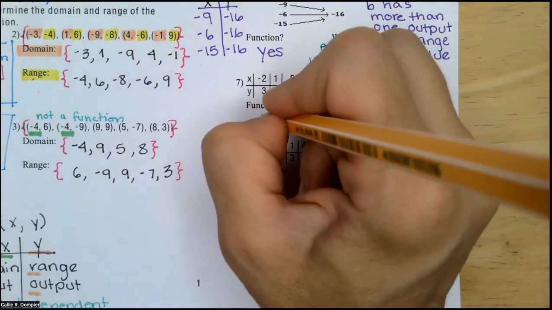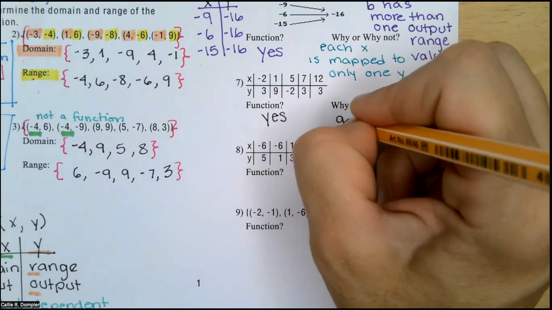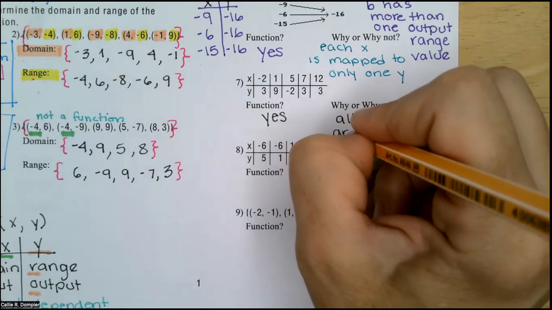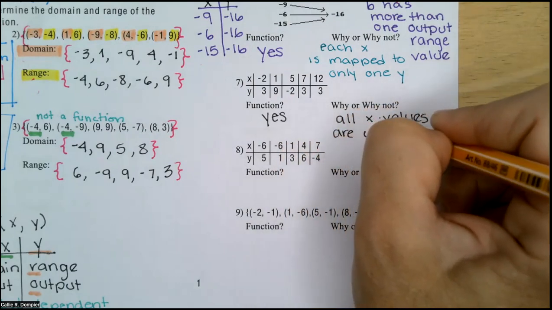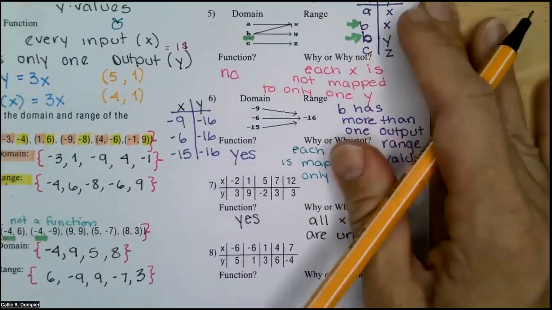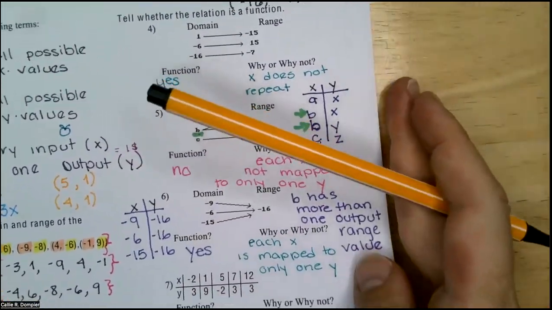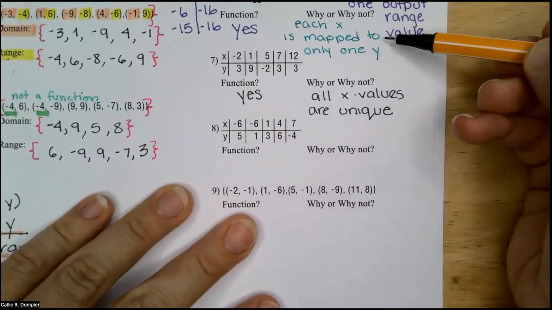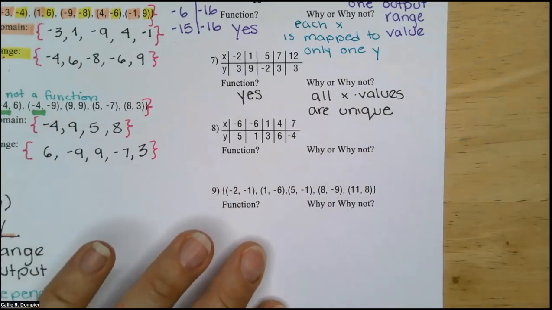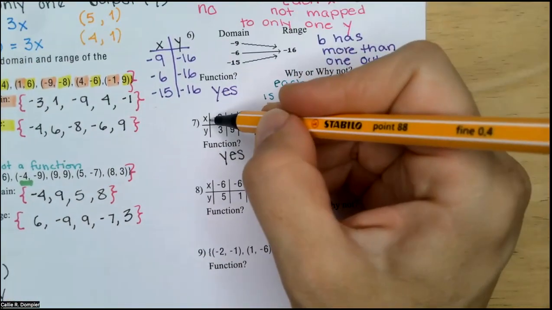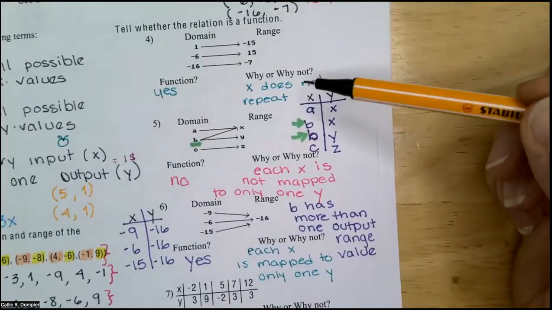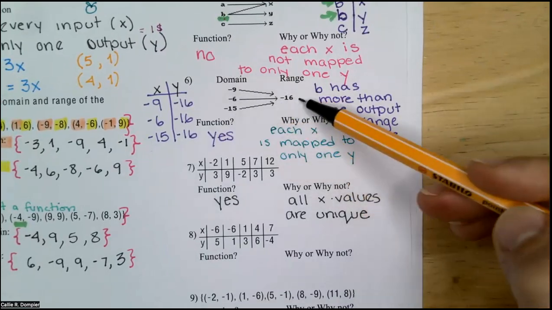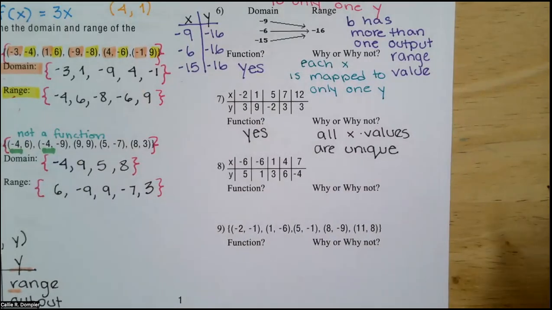Those are all unique y values. Or sorry, unique x values. All x values are unique. That is the same as saying x does not repeat. Okay? X does not repeat is the same as each x is mapped to only one y, or all x values are unique. Those are all ways to say that I'm not seeing x repeat with different y's. You're saying the exact same thing, okay?